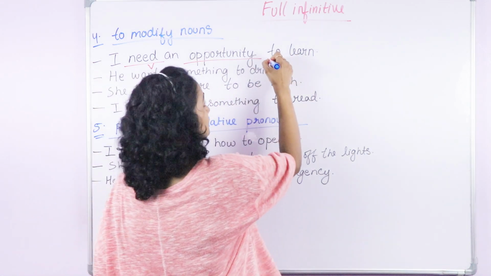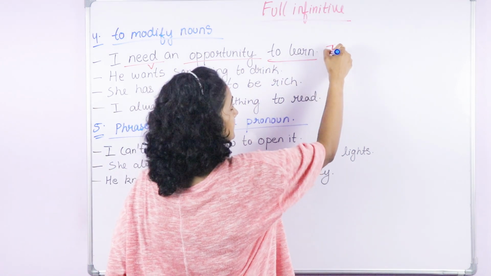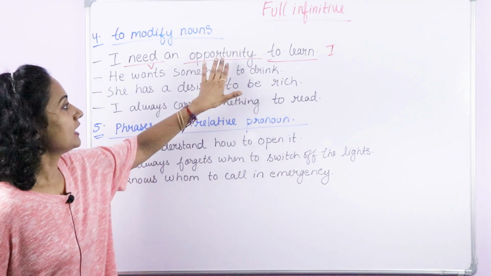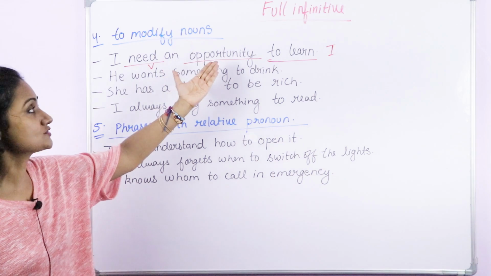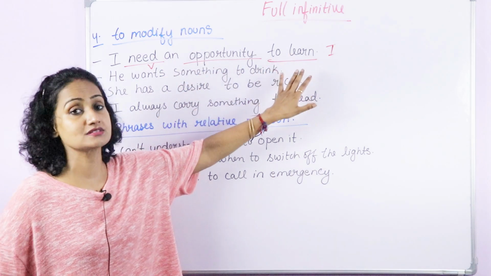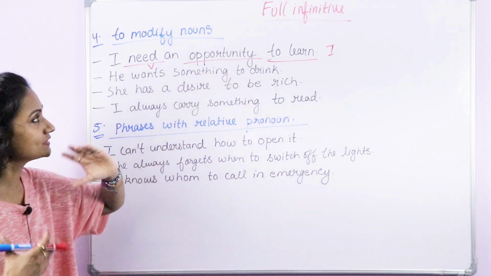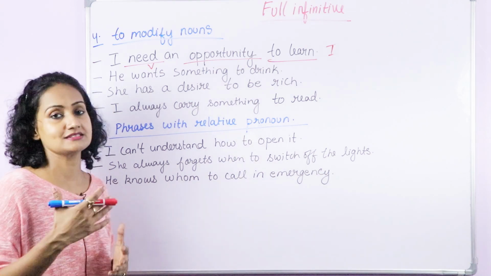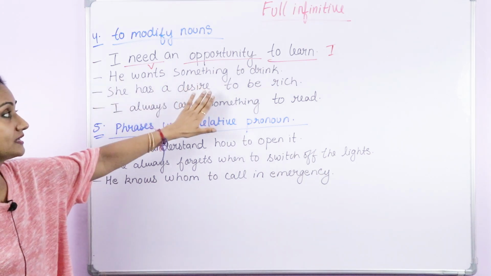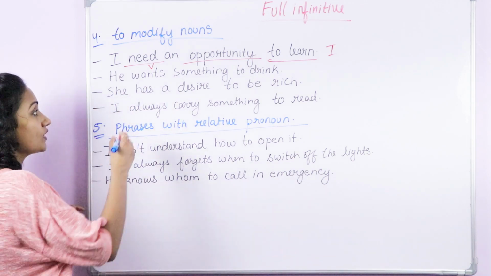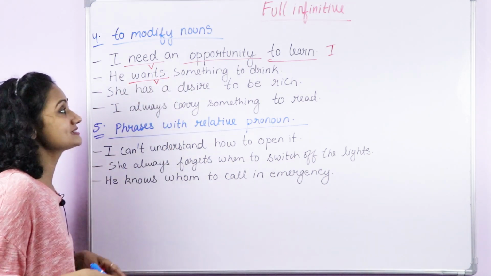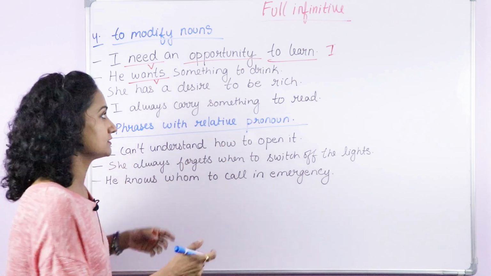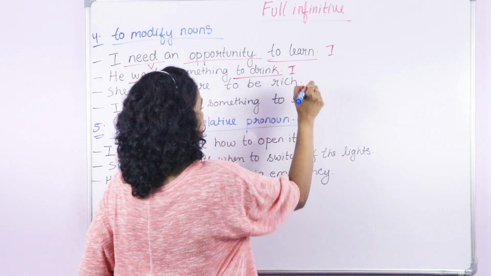So this is to learn, to plus first form of the verb. This is a full infinitive. So this is acting as a modifier after a noun, because the noun is opportunity and it modifies or describes the noun here. So this way also we use full infinitive in a sentence when it comes after a noun as a modifier. He wants something to drink. So want is the main verb. He wants something. This is an indefinite pronoun here. To drink is a full infinitive.